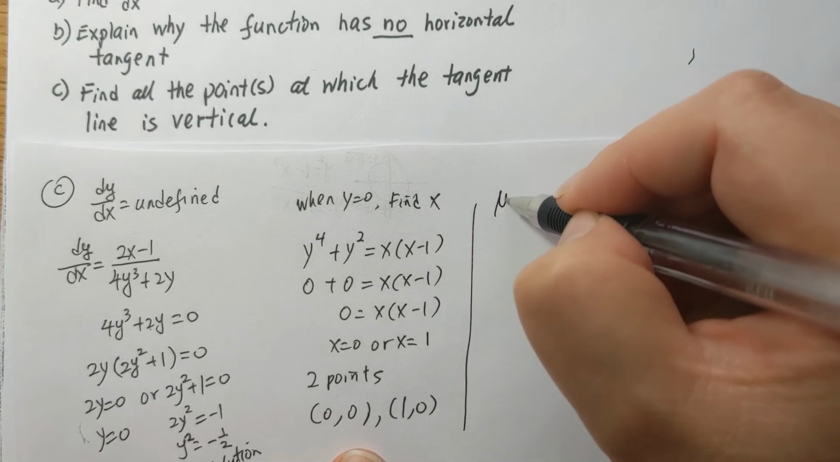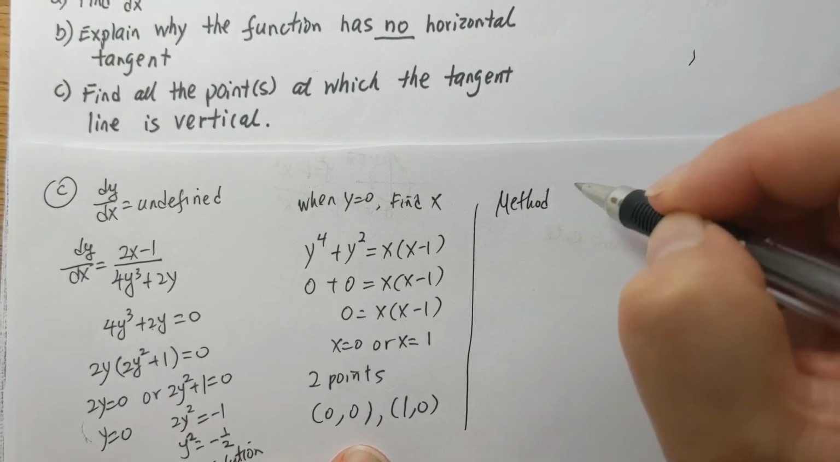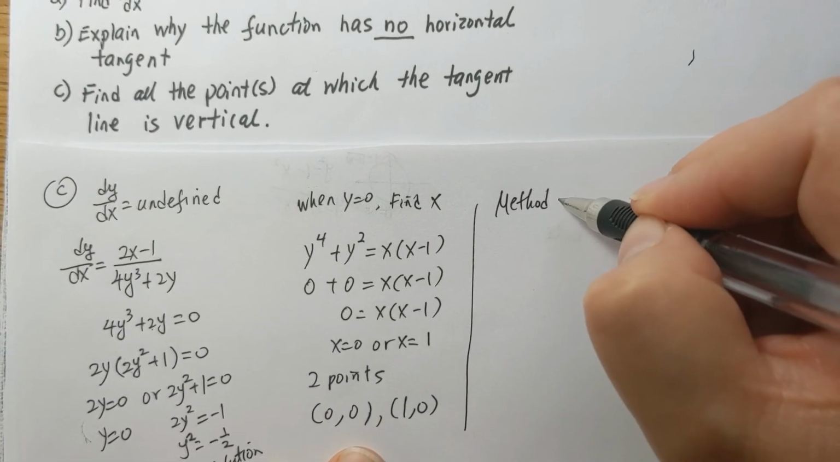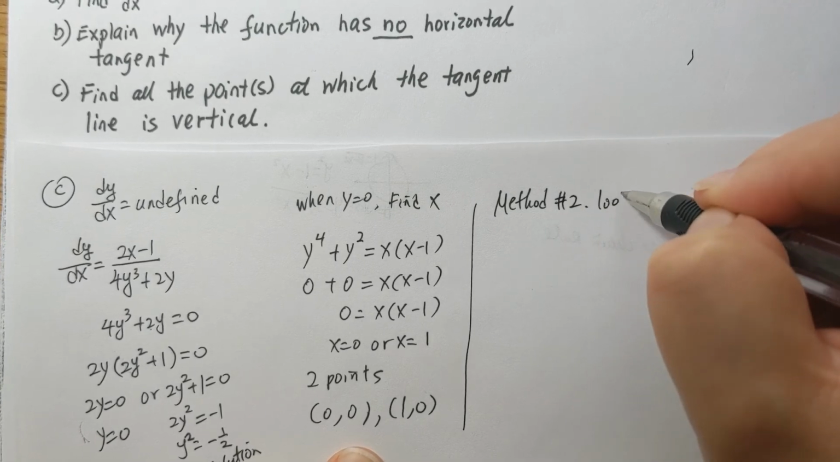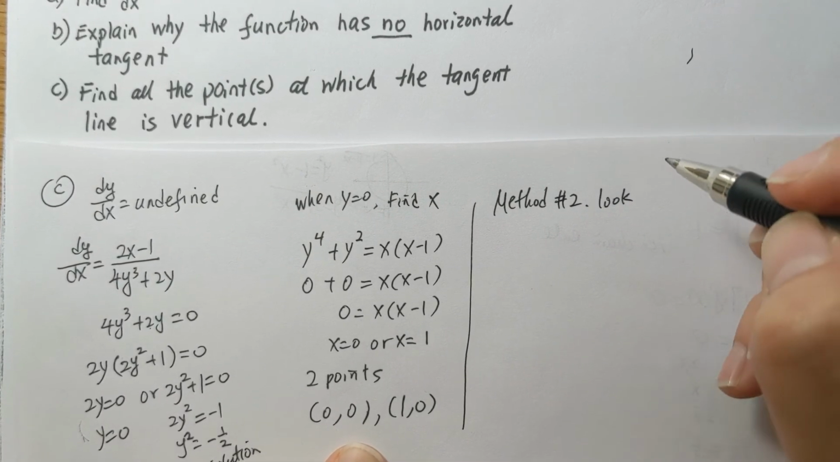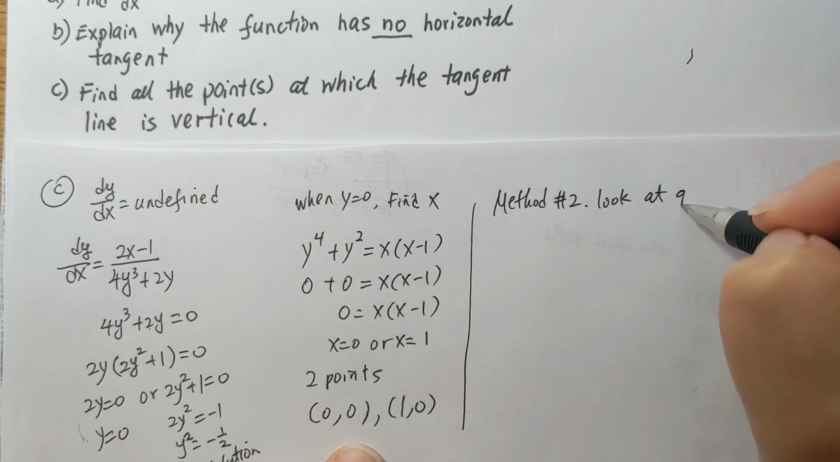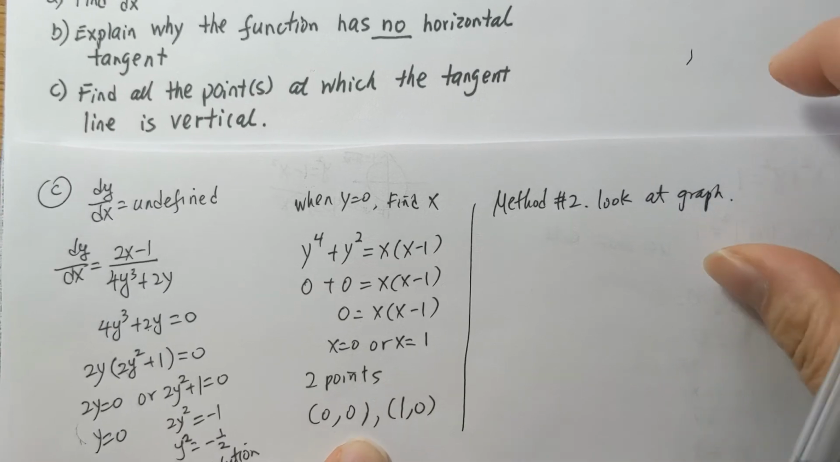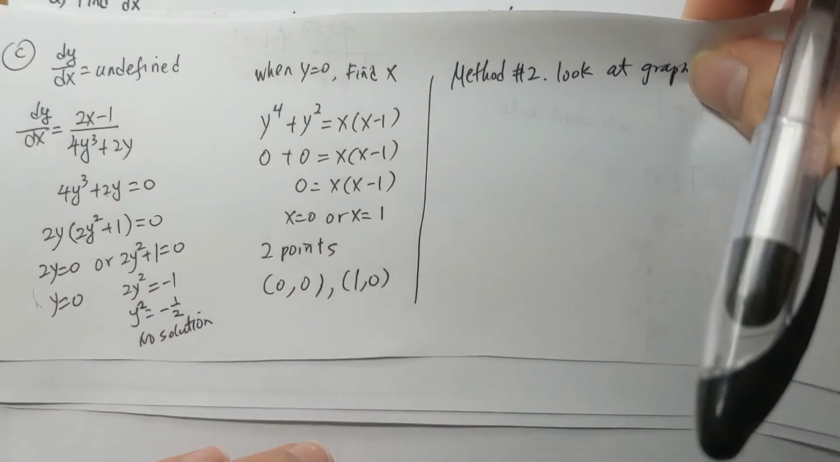So what happened? The graph is given. Some people are thinking about it. If in part B you use a graph, how come in part C you're not using the graph? We can look at the graph also. So now let's take a look at the graph.